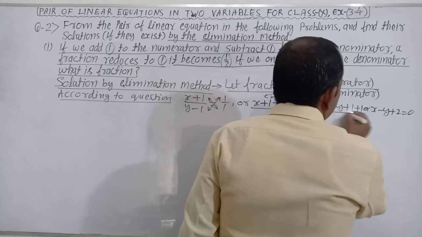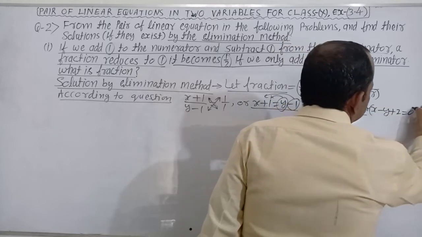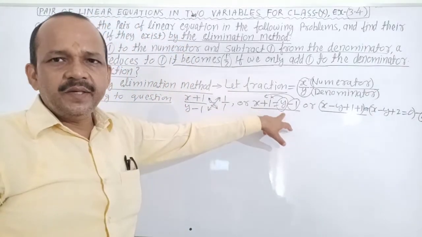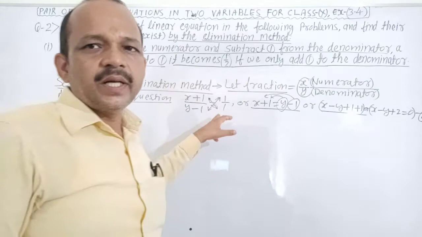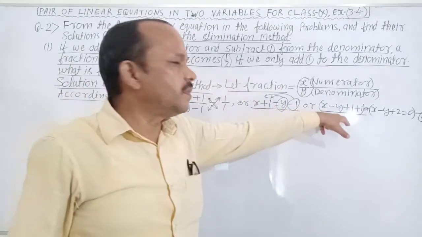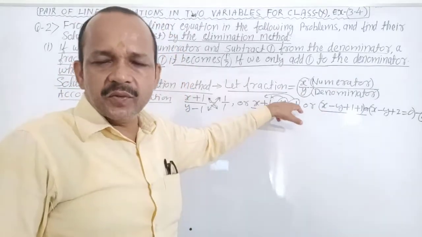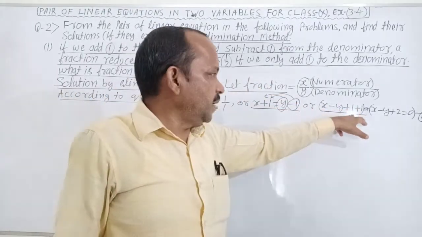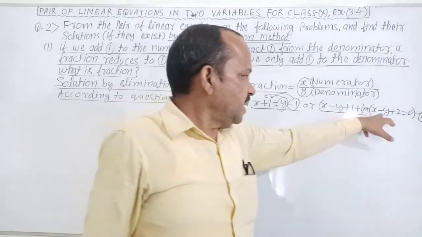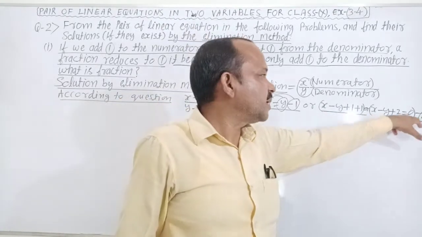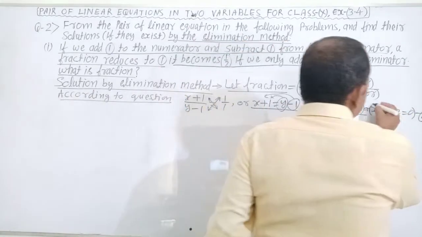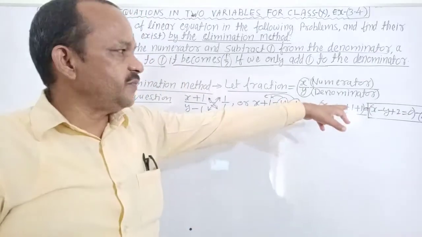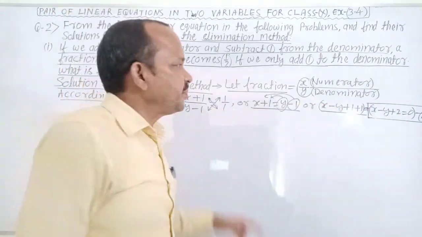Or this equation here: plus y, when you write it on the left side of the equal sign, it becomes minus y. Here minus 1, when you write it on the left side of the equal sign, it becomes plus 1. 1 plus 1 gives x minus y plus 2 equal to 0. It is equation first. Equation first is clear? No confusion about it? Very good.